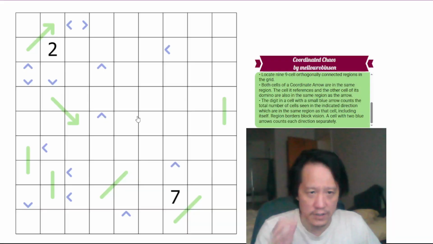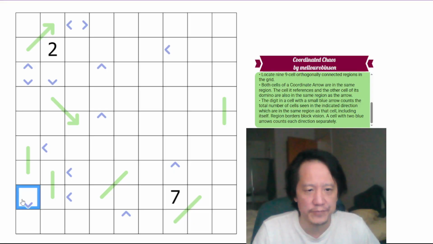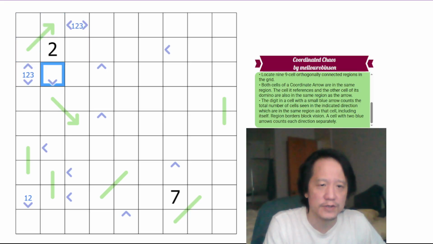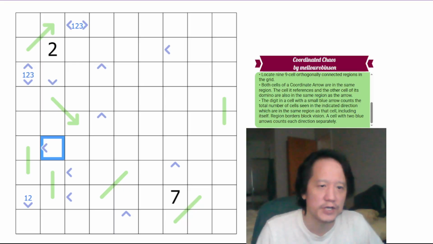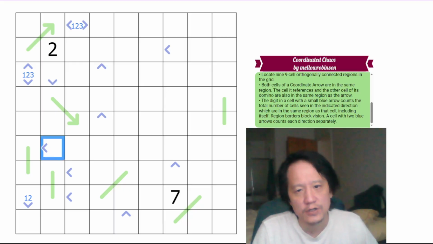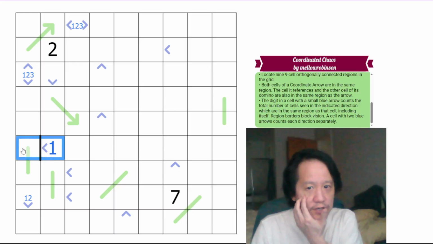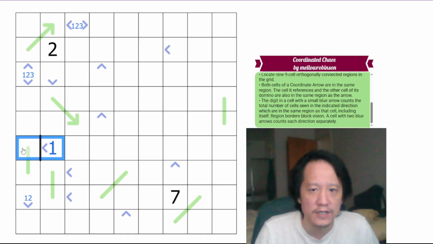Let's go. Okay, so let's start with the blue arrows because that's more limiting. This could be either 1 or 2. This is 1, 2, or 3. This is 1, 2, or 3. This has to be 1 or 2, and it cannot be 2. So this is 1, which means going this direction, it can only have itself, right? Because it must include itself in the number of cells seen in that direction.